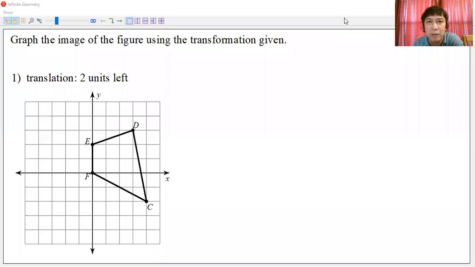moving to the left. And let us see the rule. All right, so this is 2 units left. That means it will slide to the left side, and there will be no change upward, going up or downward. So that means the y values will remain the same. Only the x will change. So this is called transformation.